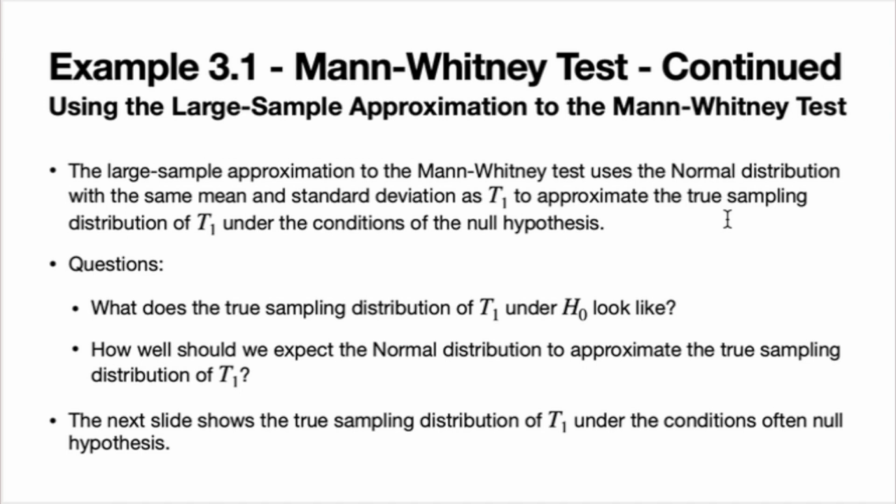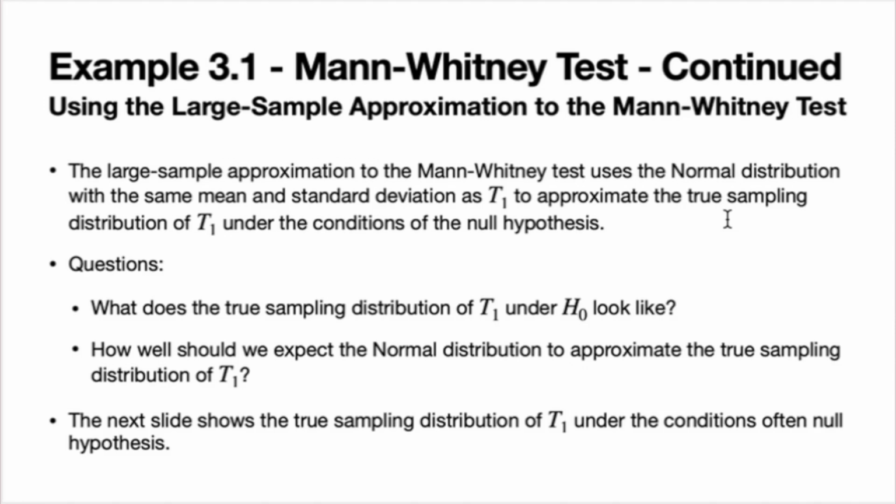The large sample approximation to the Mann-Whitney test uses the normal distribution that has the same mean and same standard deviation as T1 to approximate the true sampling distribution of T1 under the conditions of the null hypothesis. So that's what I've been saying several times here.